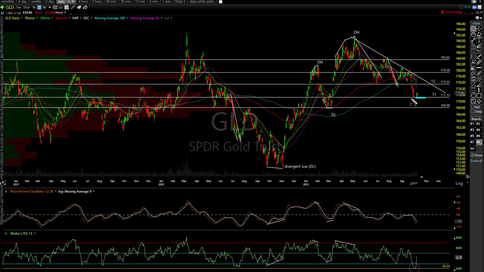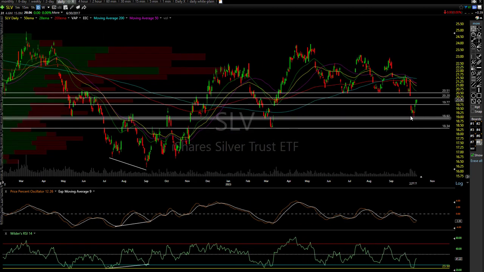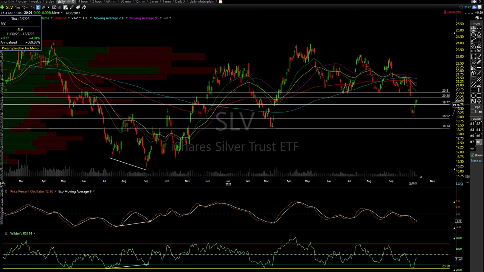So if we pull back, you have a gap here. Anywhere in there is an objective add-on point, and that should take us up then to T2. Silver, SLV, gave you these three targets. Again, we went long somewhere around 19, a little above there, and hit that first target for a 4% gain.